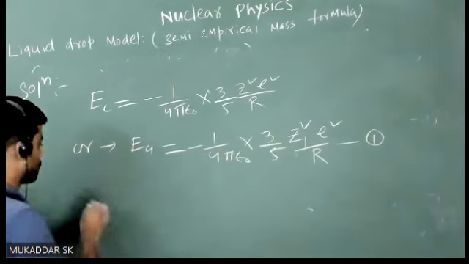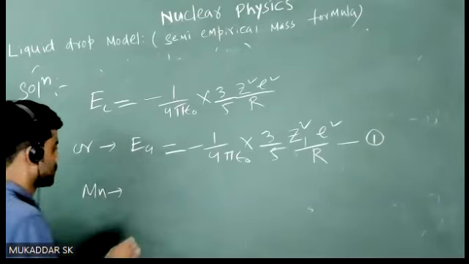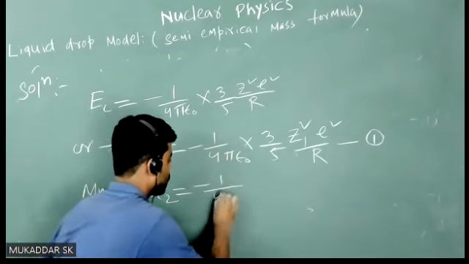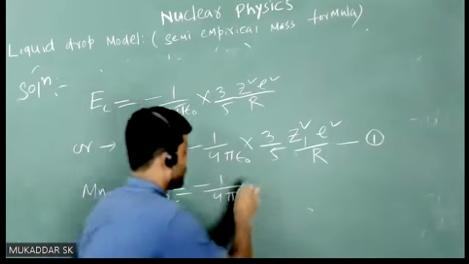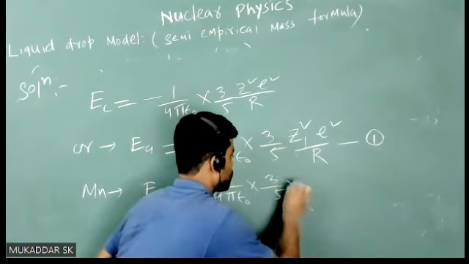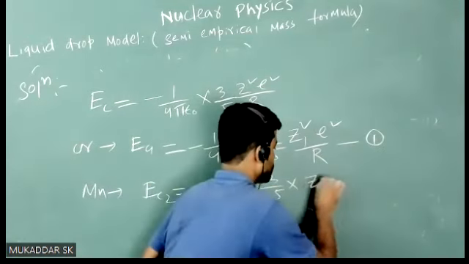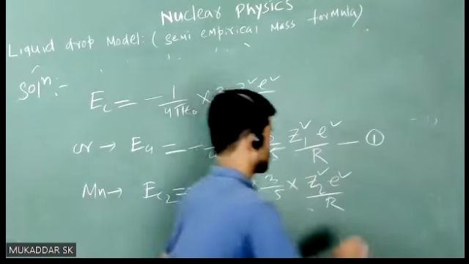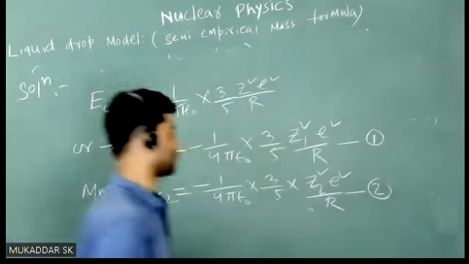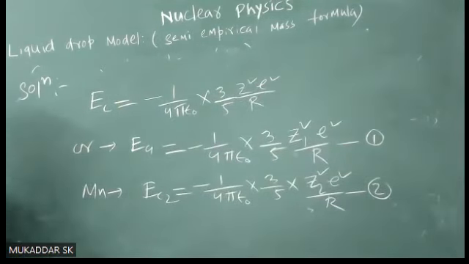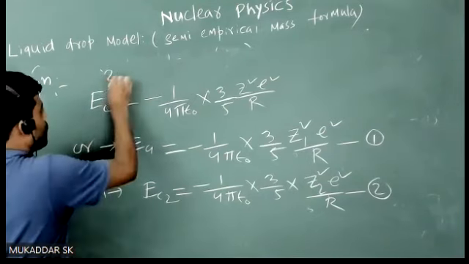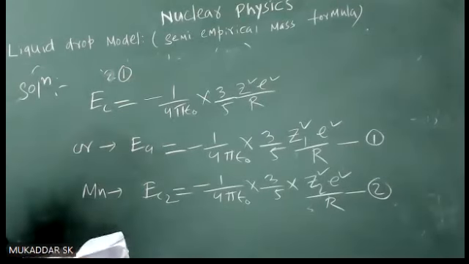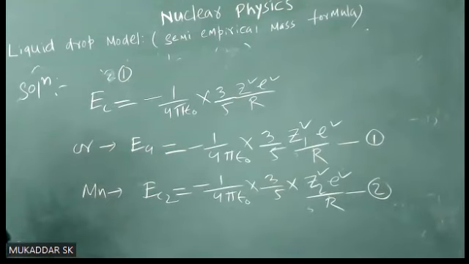For manganese, let us denote the Coulomb energy EC2, and that will be simply 1 by 4 pi epsilon naught, then the 3 by 5 factor, and then its atomic number we denote as Z2, square E square by R. Let us take this as equation number 2. Okay, now subtract. Equation number 1 is 4.9 into 10 raised to power minus 15.